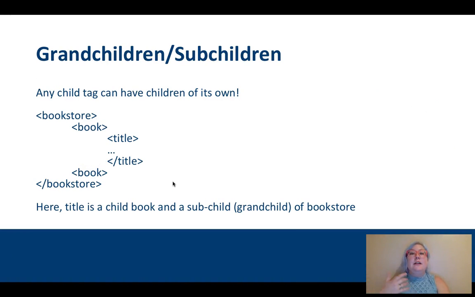Beyond root elements and child elements, we also have the grandchildren or the subchildren elements. So any child tag can have children of its own. And so if we look at, again, our bookstore example, we have the bookstore, which is our root element, and then underneath that we have our book element, which is the child of bookstore, and then we have title, which is the child of book, right? So you can see how we're following that hierarchical or tree structure where you've got that root element and then you're expanding from there.